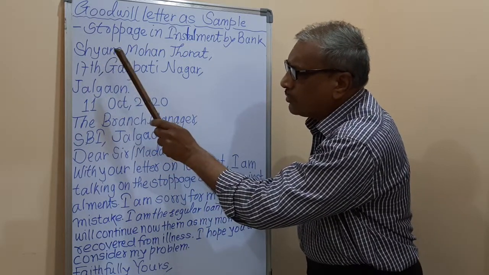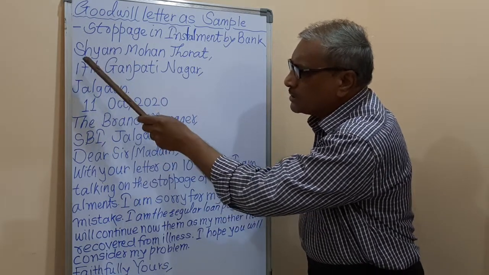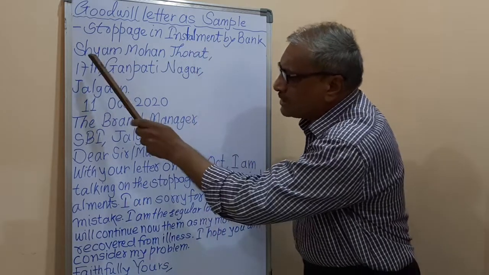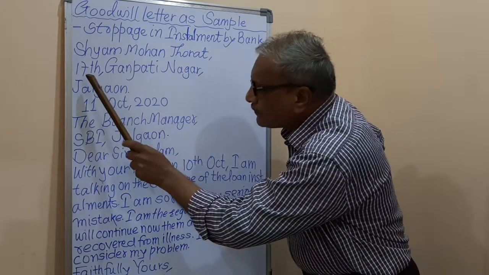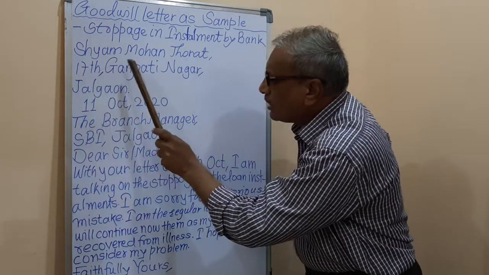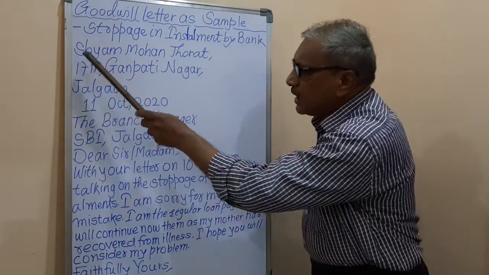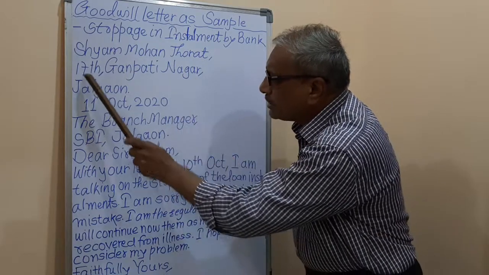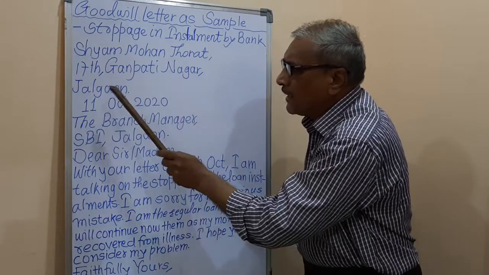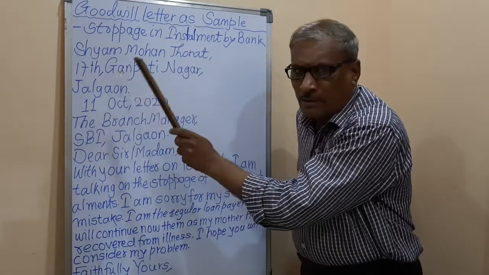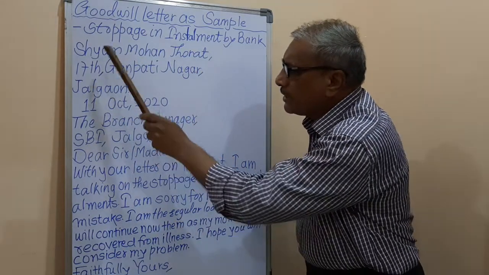See how the address of the customer has been written. This is the name of the customer, Shyam Mohan Thorat, then comma, 7th comma Ganpati Nagar comma Jalgaon full stop. This is the address of the customer. The customer has given his address here so that the bank should know about the customer.